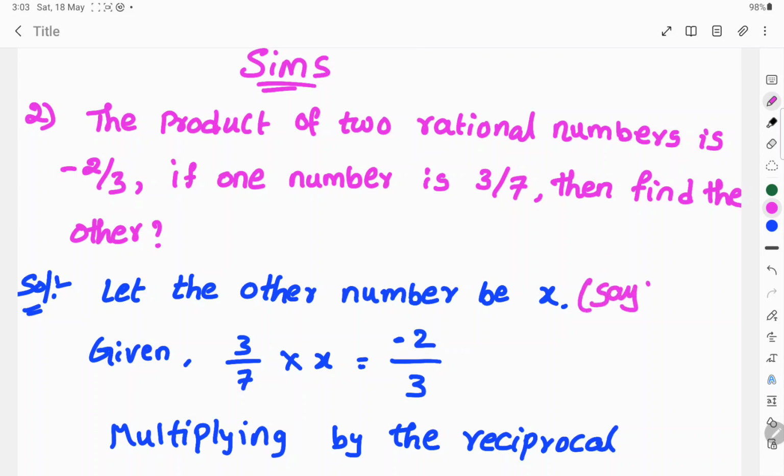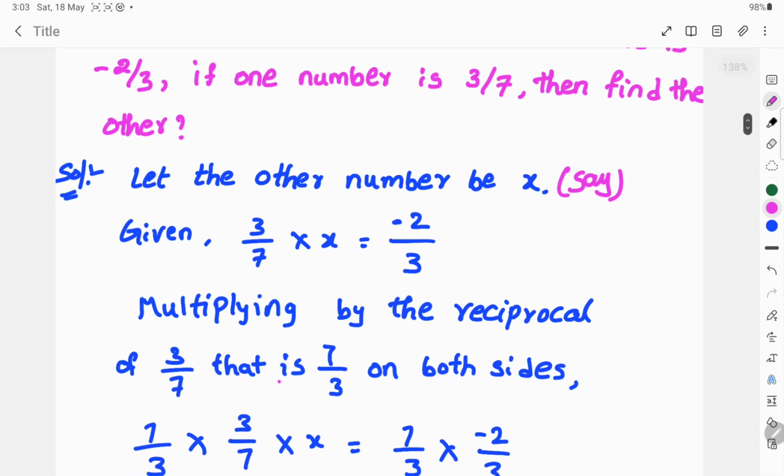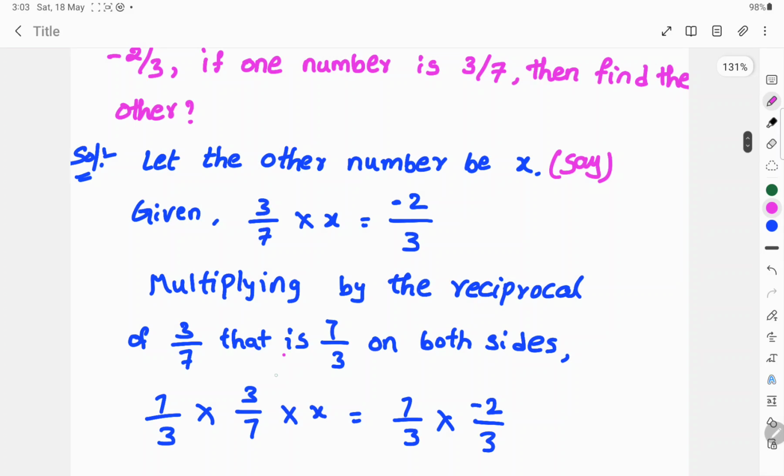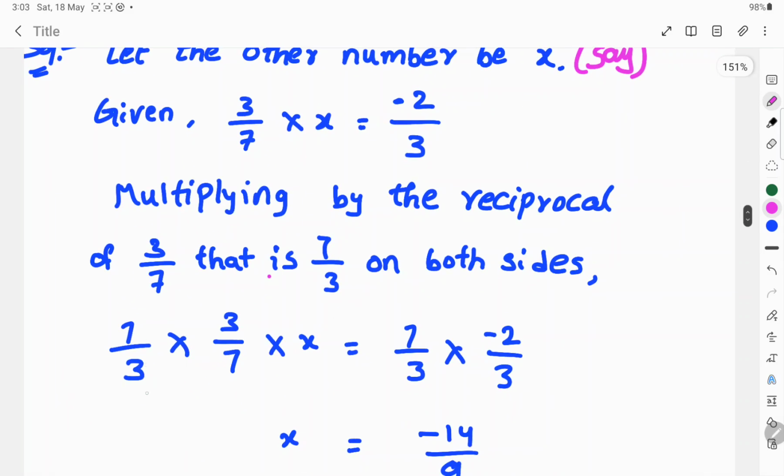Given that one of the numbers is 3 by 7, and product means multiply, so 3 by 7 into x is equal to minus 2 by 3. So multiplying by the reciprocal of 3 by 7, that is 7 by 3, on both sides: 7 by 3 into 3 by 7 into x is equal to 7 by 3 into minus 2 by 3.